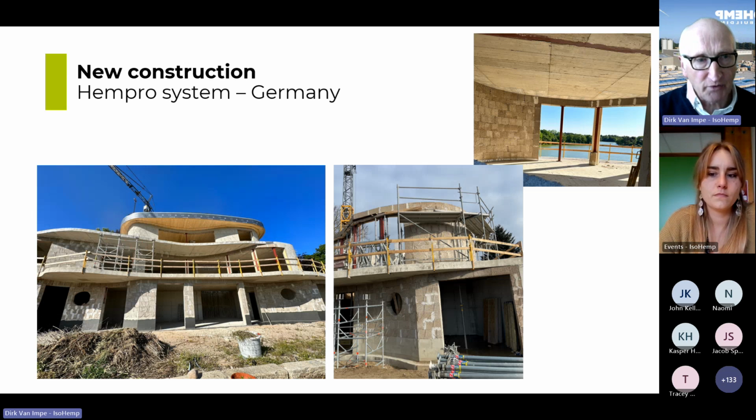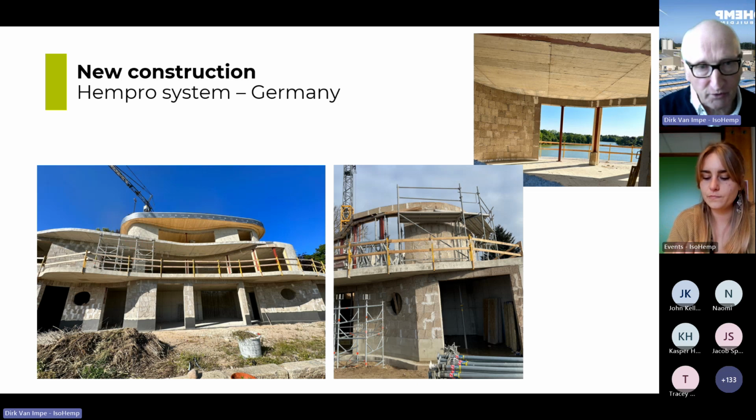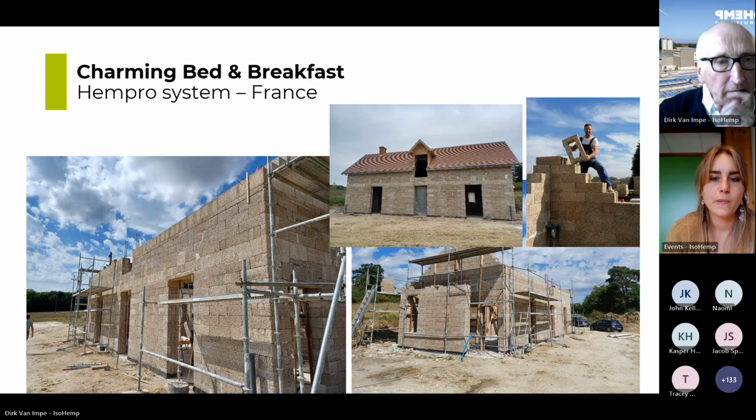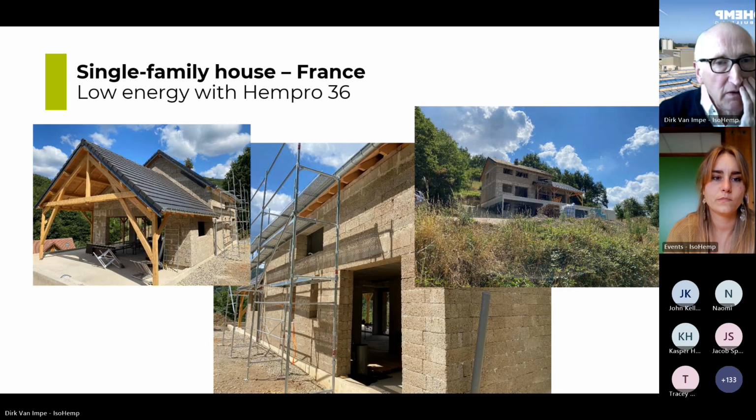This is a housing project in Germany, and you also see round forms, with a lot of roundings in it. It was a combination of Hemp Pro and the wood post and beams structure. So it was a combination of both. This is in France with the Hemp Pro system. This is post and beam with wood.